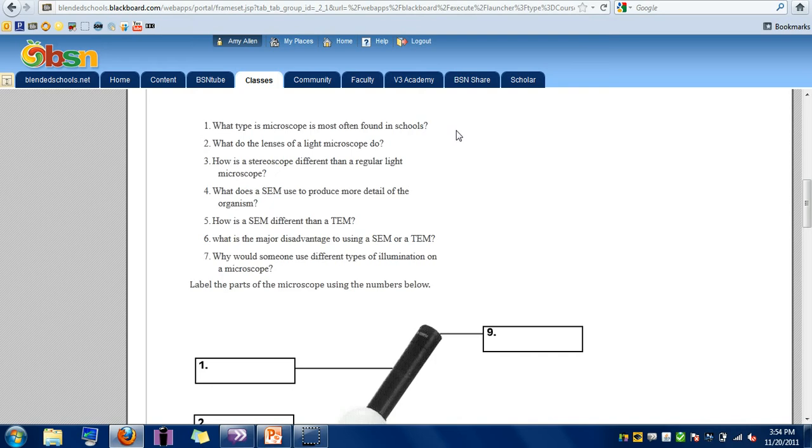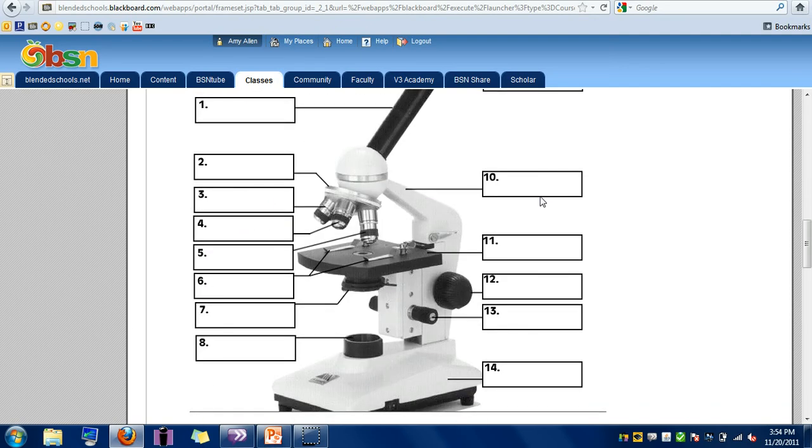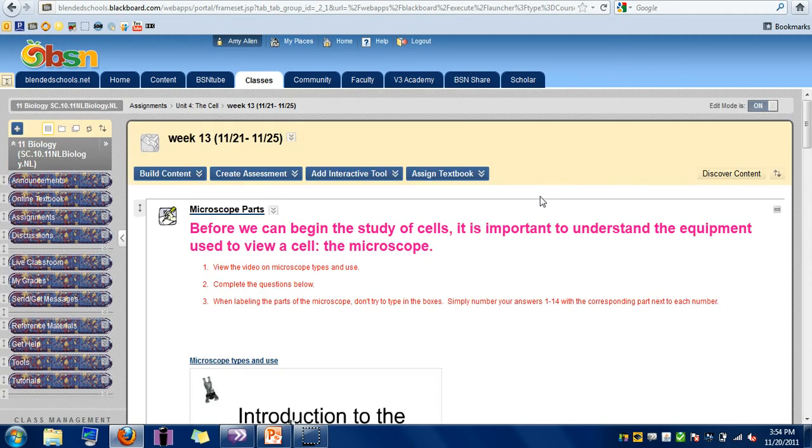For example, what would you use in a science classroom in the high school? What do the lenses of a light microscope do? How is a stereoscope different than a regular light microscope? What does a SEM use to produce more detail of the organism? How is a SEM different from a TEM? What's the major disadvantage to using a SEM or a TEM? It's the same disadvantage for both. Why would someone use different types of illumination on a microscope? And then I'm asking you to simply label the parts of the microscope pictured here. So let's go ahead and take a look at the microscope and its parts.